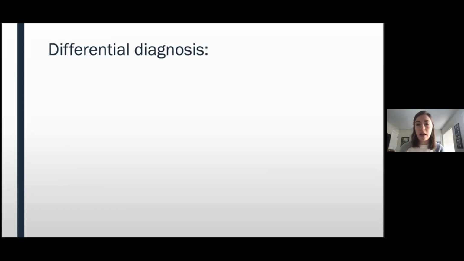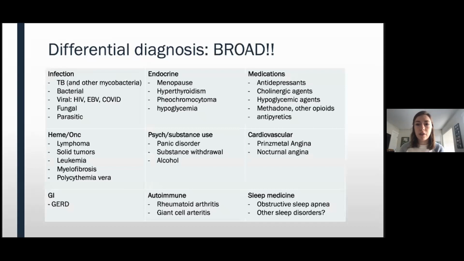So one of the biggest takeaways that I want to have is that our differential diagnosis for night sweats is actually huge. It covers basically every single organ system in the body. And we're not going to go through all of these today in this presentation. And this slide is also not meant to be exhaustive either. My plan is to go over some can't miss diagnoses. And then we'll cover some more diagnoses that we may be more likely to actually encounter and be able to treat in the primary care setting.